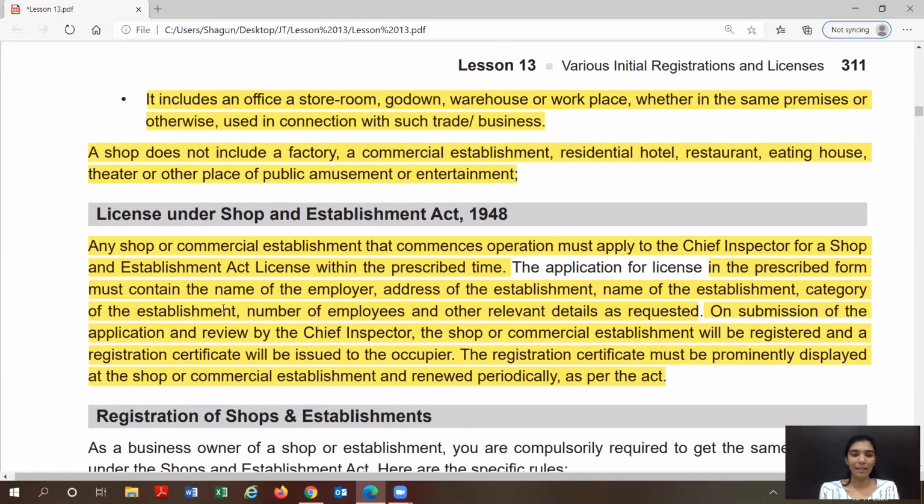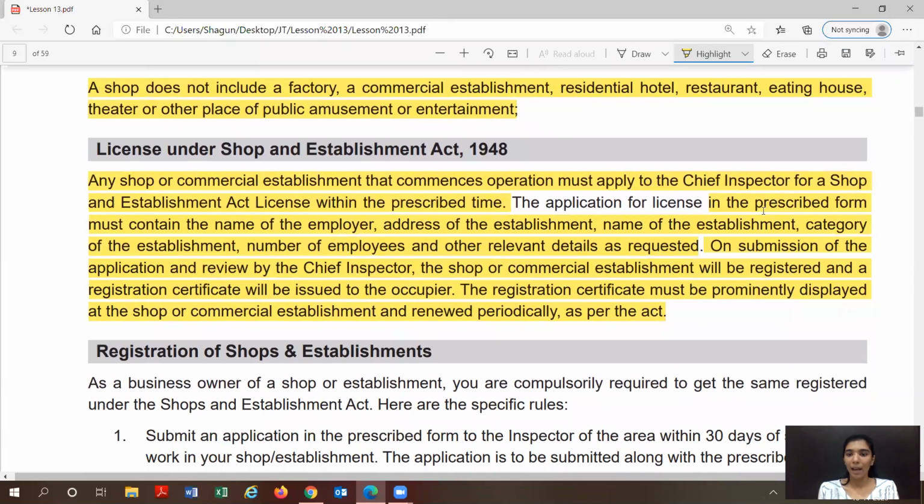Now you have to obtain a license under the Shops and Establishment Act from the Chief Inspector for a shop and establishment within the prescribed time, and in the prescribed form you have to give the details of the establishment, employees, etc.